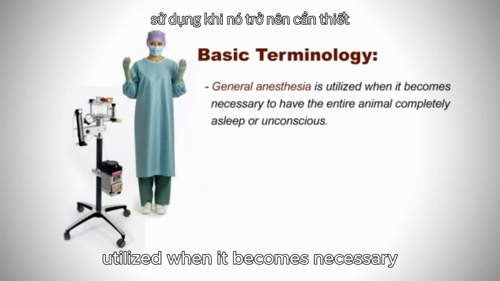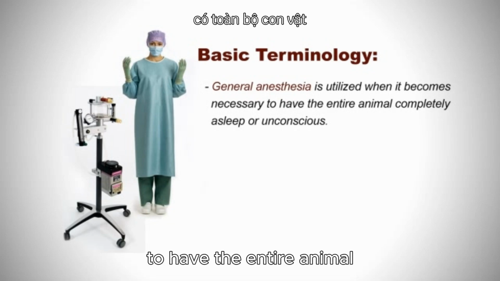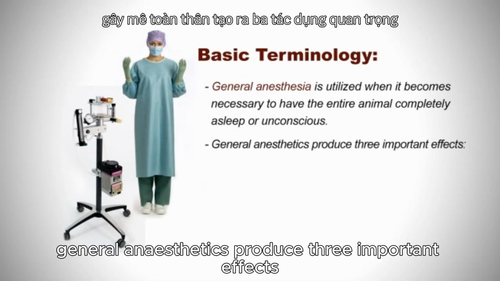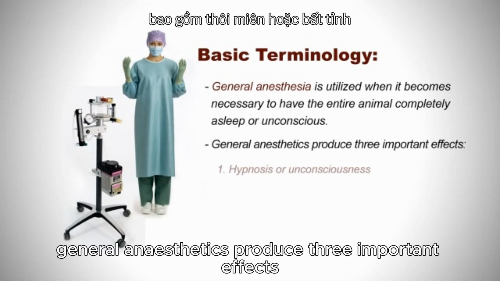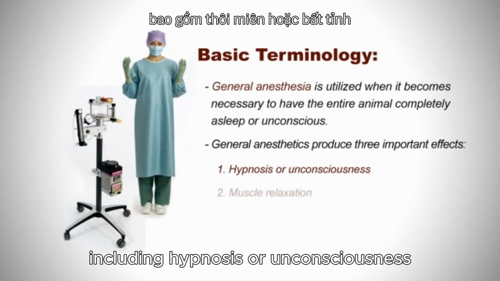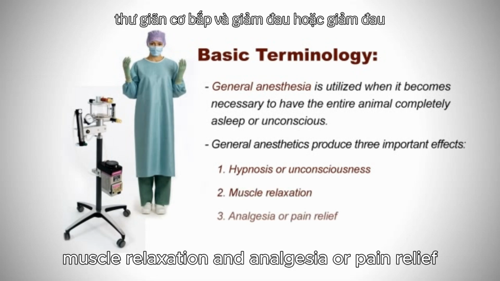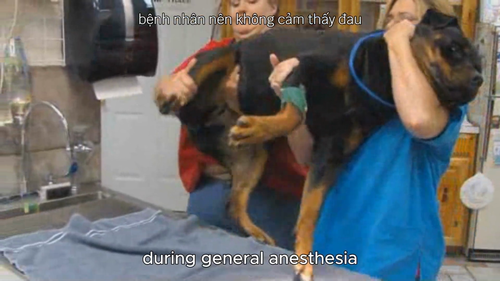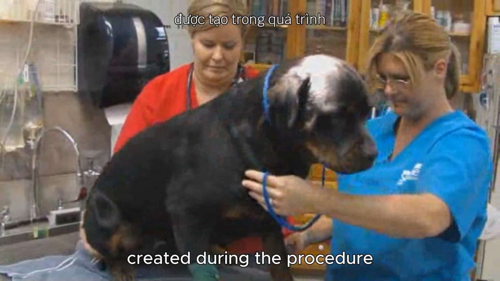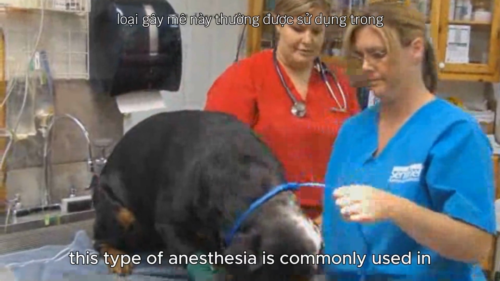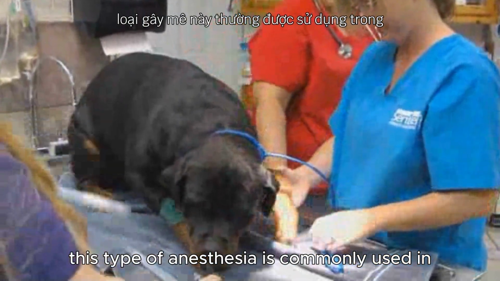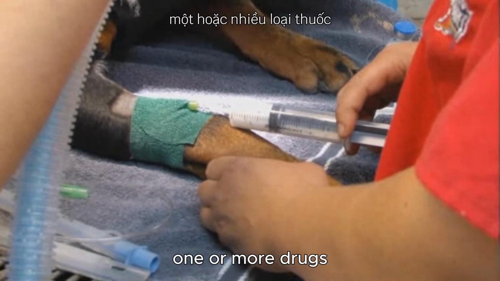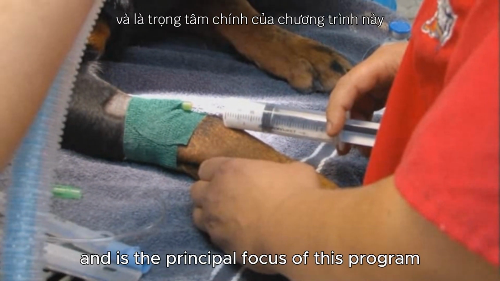General anesthesia is utilized when it becomes necessary to have the entire animal completely asleep or unconscious. General anesthetics produce three important effects, including hypnosis or unconsciousness, muscle relaxation, and analgesia or pain relief. During general anesthesia, the patient should be free of feeling pain created during the procedure. This type of anesthesia is commonly used in veterinary medicine. It can be produced by the administration of one or more drugs and is the principal focus of this program.